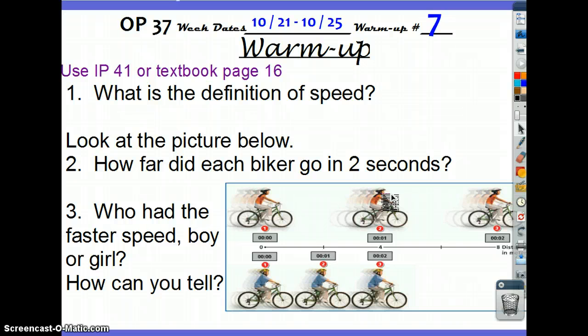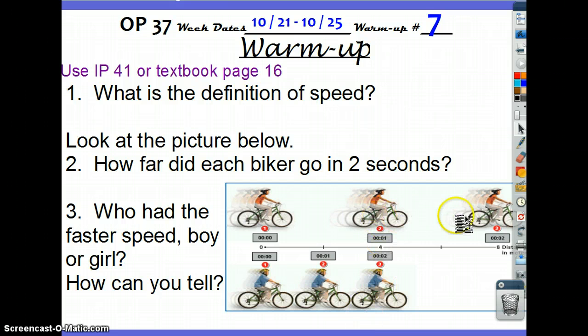So we're going to be talking for your homework a little bit about how to calculate the speed of an object, which you already should have a little bit of an idea about since that was your homework on Friday. This was our warm-up that we're taking a look at right now. And one of the things that I want you to review is how we know that the girl's speed was faster than the boy's speed on the bike.